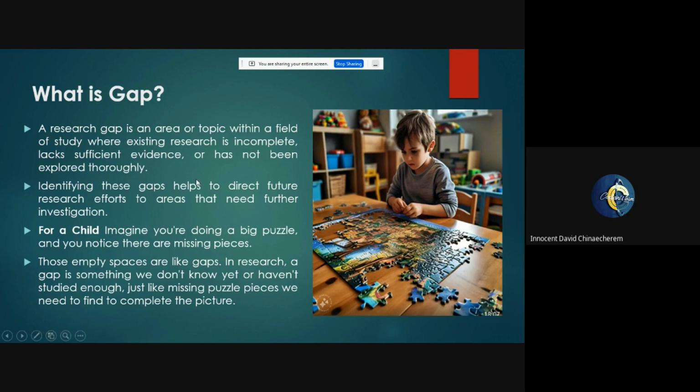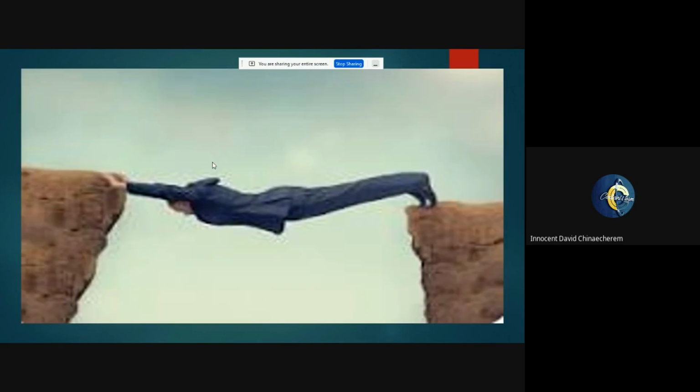Identifying these gaps will help us direct future effort, and also helps to close areas where there needs to be further investigation. For this child, it's like a big puzzle, and you notice there are some missing pieces. Those empty spaces are the gaps in research. This is a very funny picture of a man trying to create a bridge. We can say bridge that gap in research. Sometimes we use that word: you want to bridge the gap in research. That's practically what he's trying to do.